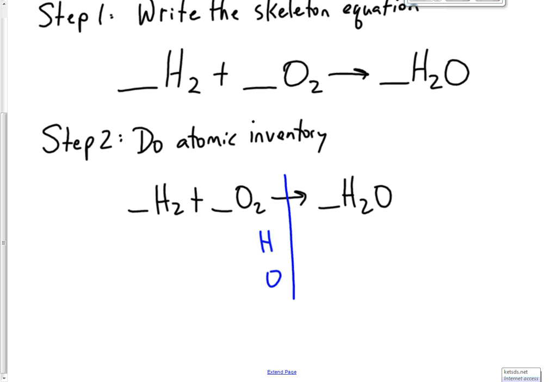Okay, on the left, we have a subscript of 2 for hydrogen, so we have 2 hydrogens. We have the same for oxygen, so we have 2 oxygens. On the right, we have a subscript of 2 next to hydrogen, so we have 2 hydrogens. And there's nothing here, so it's just 1 oxygen. Okay, and that's your atomic inventory. You have to know where you're starting.